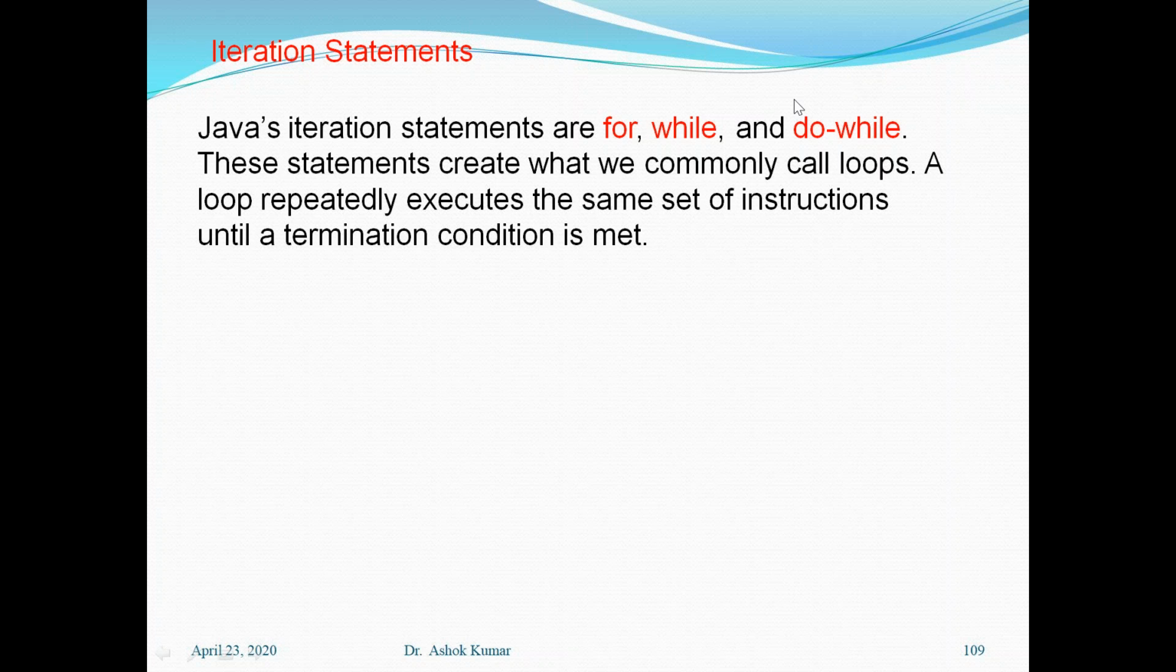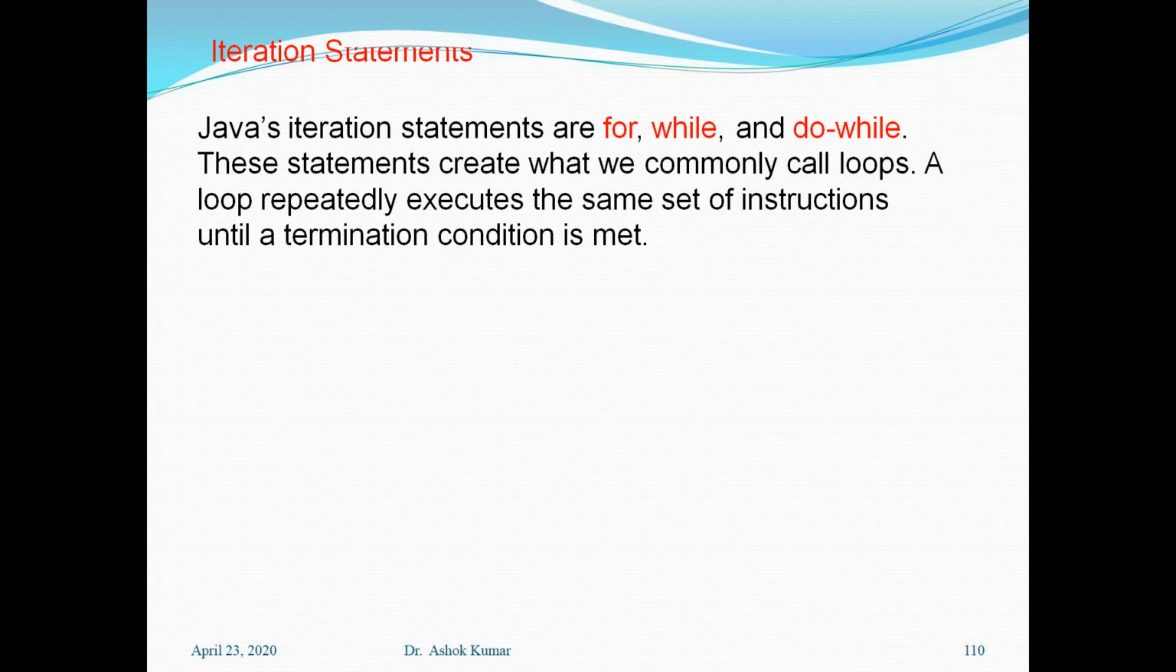So under iteration statements, we have 3 loops available in Java to repeat a set of statements. In fact, 4 are there right now, because one more kind of loop, the for-each loop, is added in the latest version of Java. The 3 out of those 4 are the for loop, while loop, and do while loop. These 3 loops are basically used to repeat some set of statements, and what will be the condition of repetition, that we will discuss.